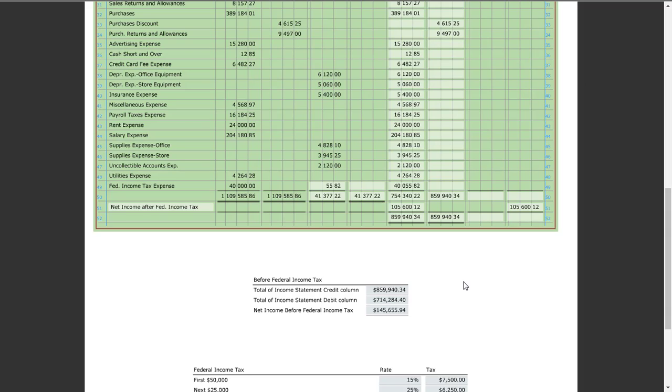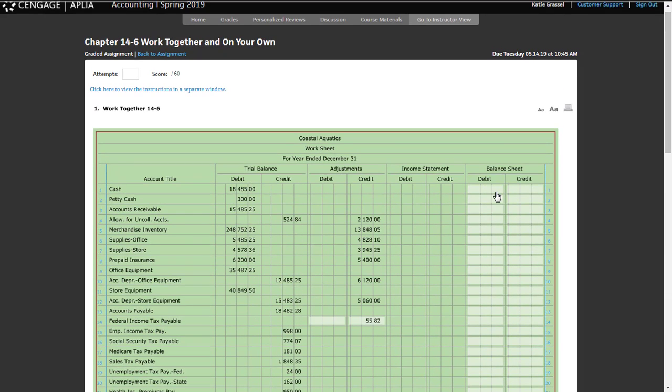Okay, we've got to do the balance sheet. Go up to balance sheet. Now, watch. Line 4 through line 10, you must do math going across, either adding or subtracting. Line 1 is easy enough. My cash balance is $18,485. Petty cash, $300. Easy to go. Accounts receivable, $15,485.25, except I'm in the wrong spot.